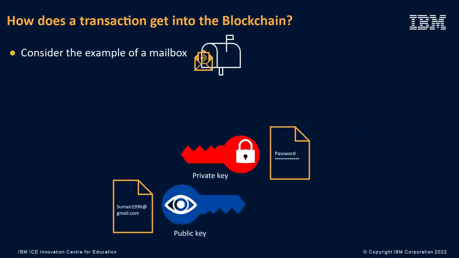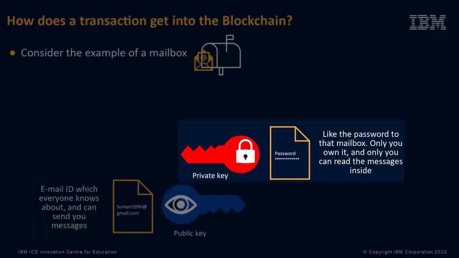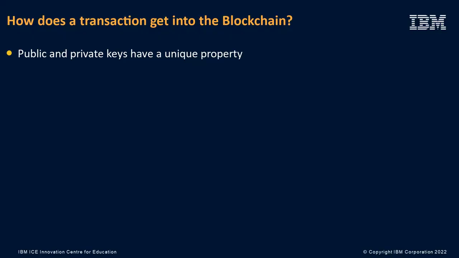Consider the example of a mailbox. The public key is your email ID, which everyone knows about and can send you messages. The private key, on the other hand, is like the password to that mailbox. Only you own it, and only you can read the messages inside. Both public and private keys have unique properties.